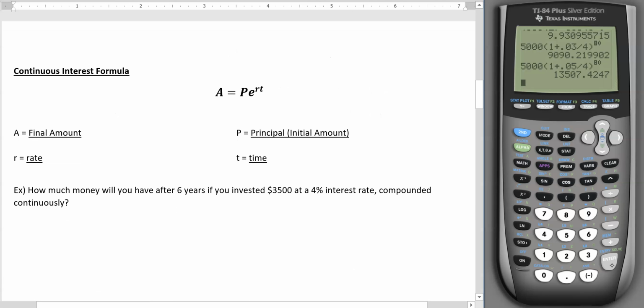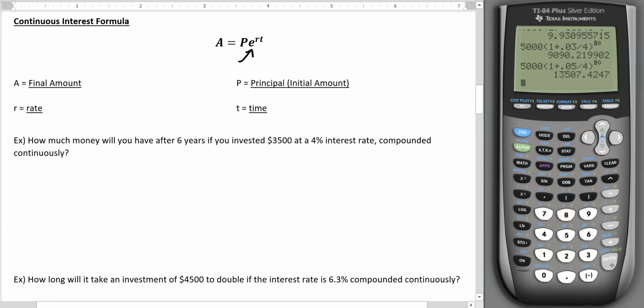Now, the good thing about this is that all of the variables that we dealt with on the prior remain the same. We're just changing it in that we have e involved now, Euler's number, okay? e is involved now. So, how much money will you have after 6 years if we invested $3,500 at a 4% interest rate compounded continuously? So that's the difference here, all right?